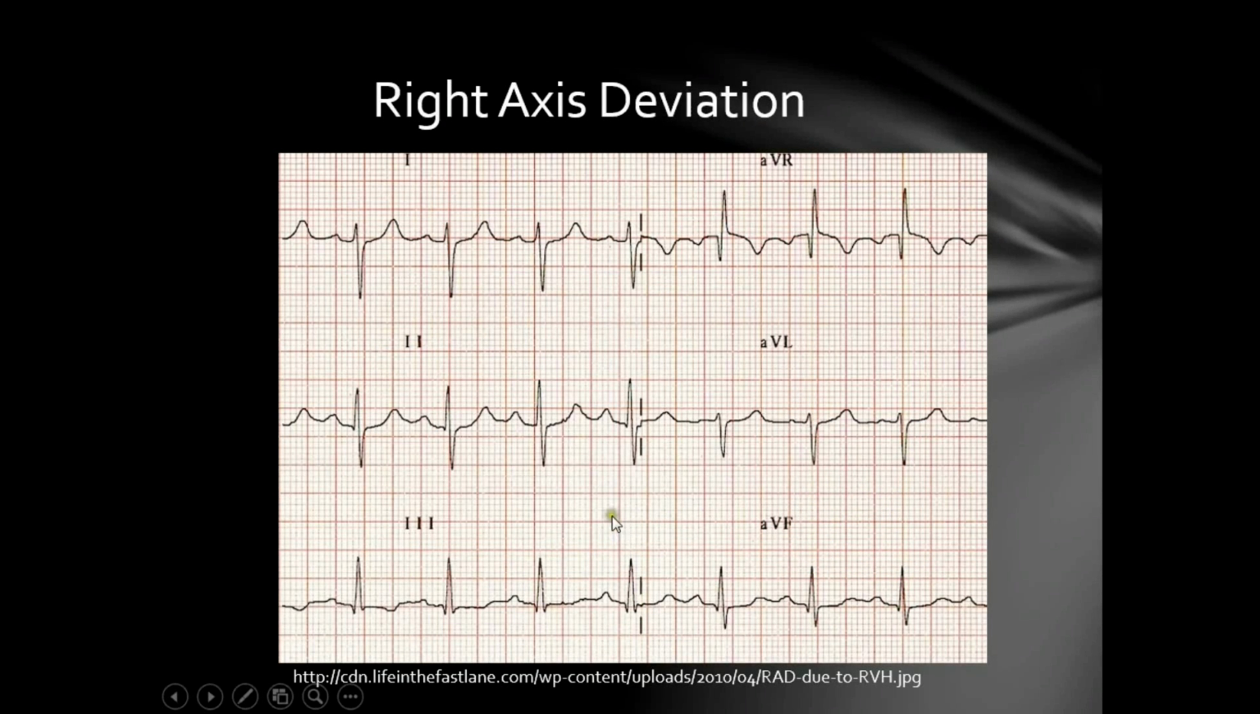Here on this ECG, we can see an example of a right axis deviation. First, we can see that lead 1 is negative and lead aVF is positive.